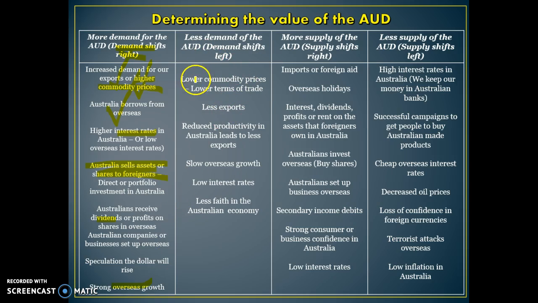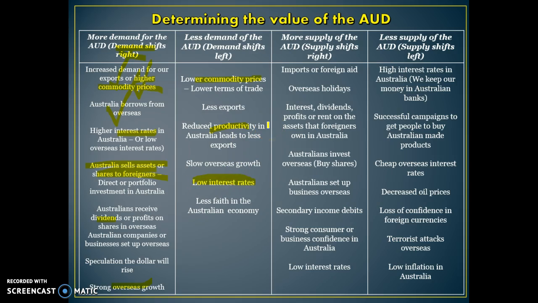Less demand: if there's lower commodity prices, we're exporting less. If there's bad productivity in Australia, we'll export less. If overseas countries are growing slowly, they will demand less of our exports. If we have low interest rates in Australia, there'll be less capital inflow.